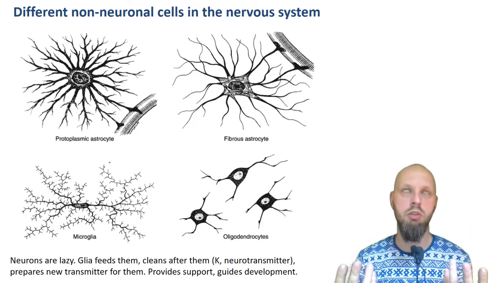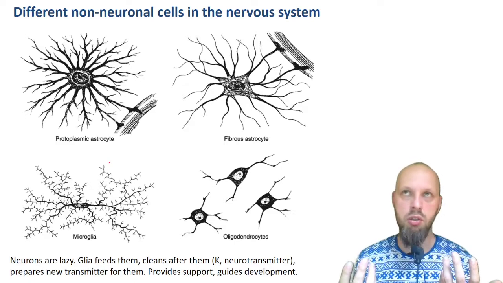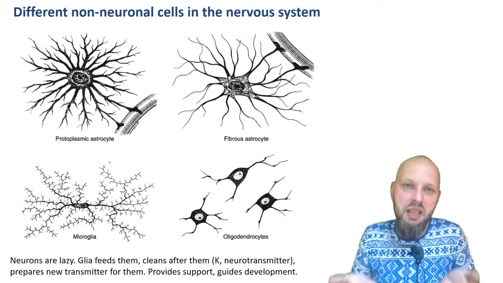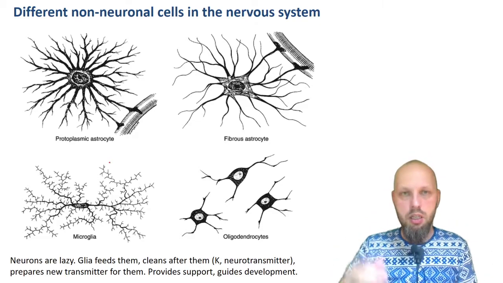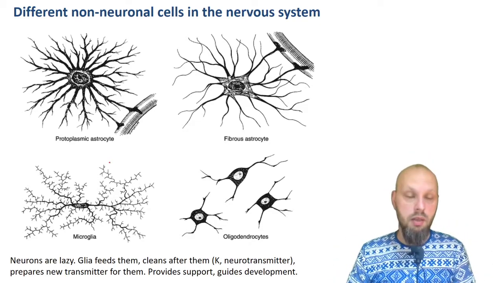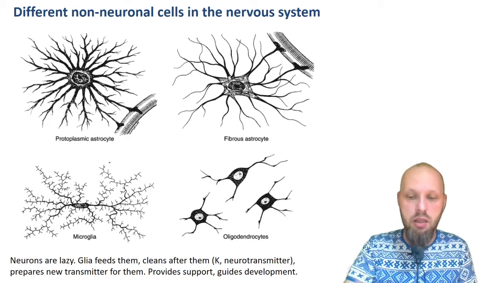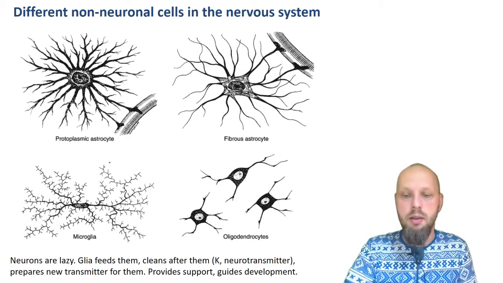They don't want to make their own food. Some of them don't even make their own neurotransmitter. They really want it to all be served to them by glia, and so glia serves neurons. And there are lots of glial cells in the brain. In fact, apparently there are more glial cells in the brain than neurons.